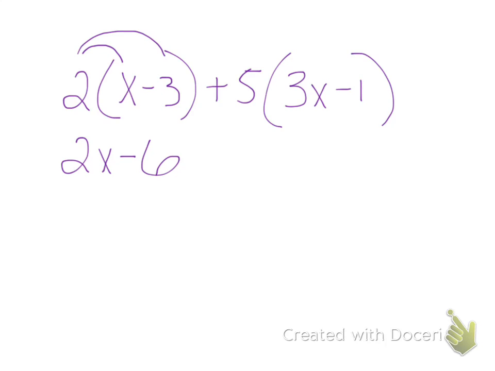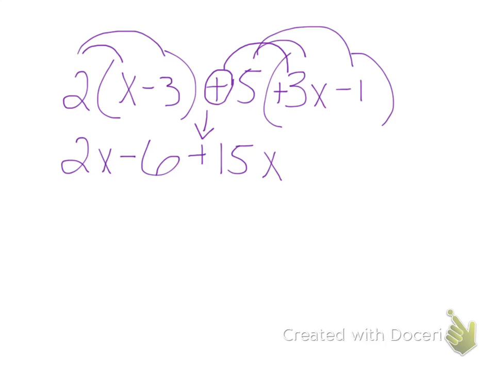2x minus 6, and come over and do it again here. Watch this sign. If this had been a minus, I'm going to do a negative 5 times 3x. But it's not. It's a plus. So it's a positive 5 times 3x, which is 15x. See how the sign comes down? But it's not this sign. It's this times this sign. Positive times a positive is positive. Positive times a negative is negative. So it's really not the sign that's coming down. It's the product of the signs that comes down, or the value of that number.